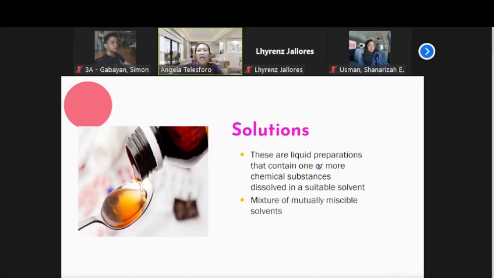So, solutions are liquid preparations that contain one or more chemical substances dissolved in a suitable solvent. So, there is a solute in the solvent. So, a mixture of miscible solvents. Miscible meaning they combine together as one phase. You cannot identify one from the other because when you combine them, you see only one phase.